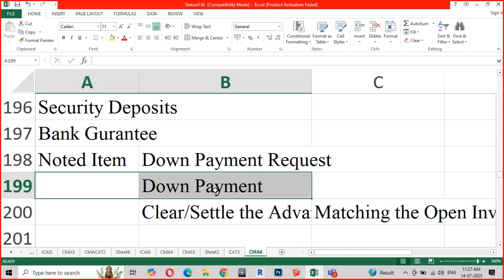Now, how is the advance cleared? How does the system understand when I should clear the advance? The poor system should know, right? Because it cannot keep having these advances forever. At one time or the other, the advances need to be settled.